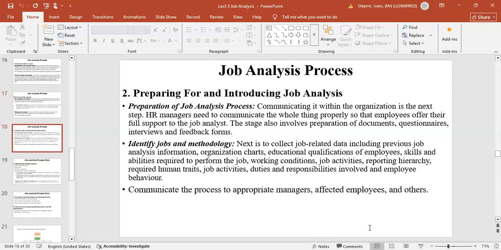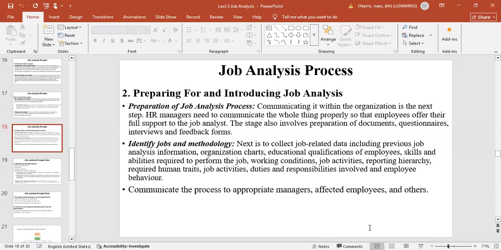Okay, then from that, you go to the second step, preparing for and introducing job analysis. That is the second step. At this step, you need to prepare for and also introduce job analysis.